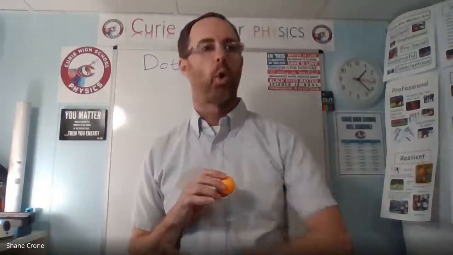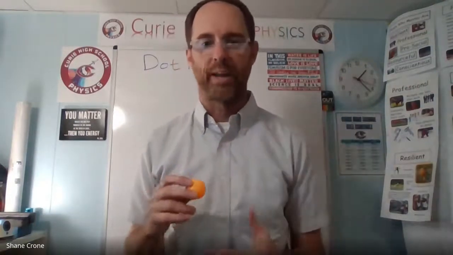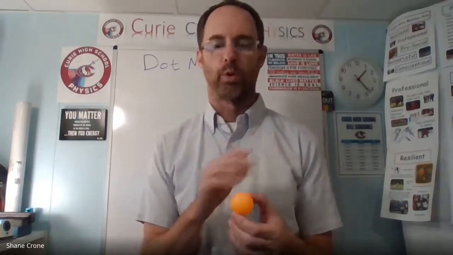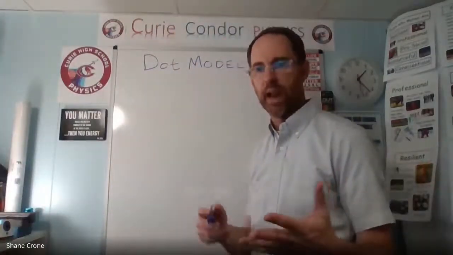So instead of looking at the whole thing, I'm not going to look at my whole body. I'm going to pick one thing that represents my body, and I'm going to watch it as it moves through three-dimensional space. So here's what would happen if we did this, and I were to make the dot model.